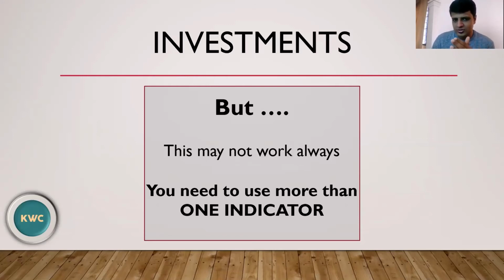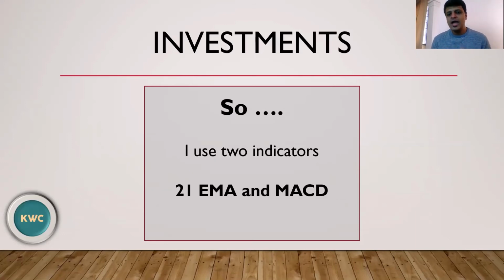So how do we do this? Okay, again, you cannot use one indicator alone. You got to use a combination, but you got to use a wise combination. You can't have 100 indicators. You won't make any sense of it. It looks like a mess. Okay, so I use two indicators. I use the 21 EMA and the MACD.